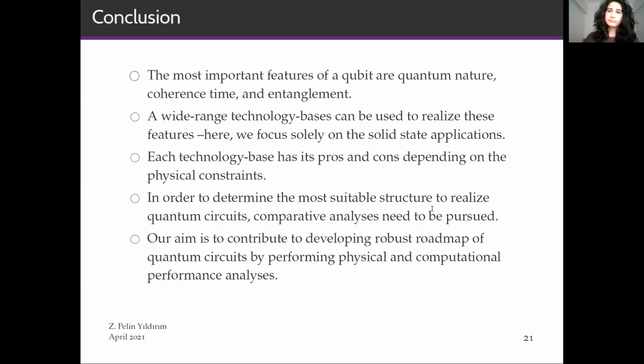And in conclusion, the main takeaway of this presentation is the most important features of a qubit are quantum nature, coherence time, and entanglement. Here today, a small group of qubits are introduced. There are many other physical realizations, as said before. We choose the qubits considering the application we will use the qubits.